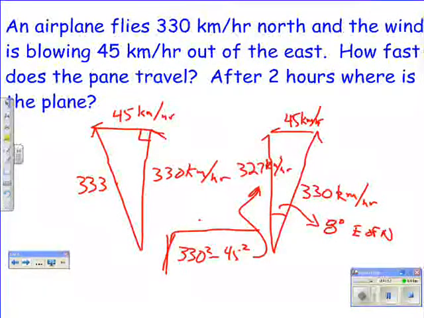Because my resulting speed is how fast I'm going to end up traveling: 327 kilometers per hour straight north. After 2 hours, when I run out of fuel, I'm 654 kilometers from where I started. I'm 6 kilometers short of the airport again. Once again, I'm in a field. I've crashed my plane.